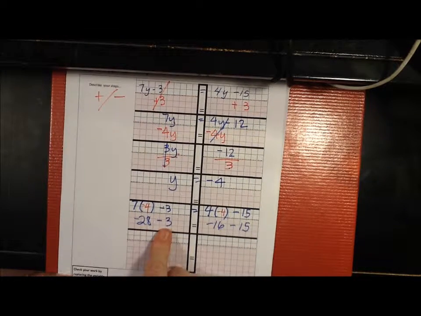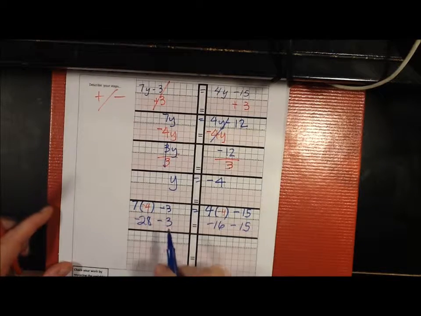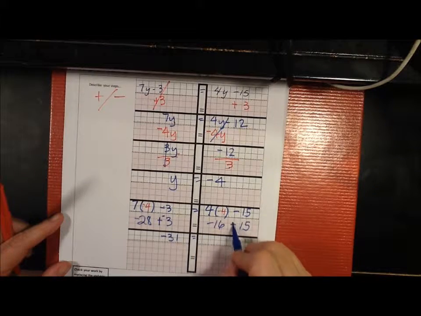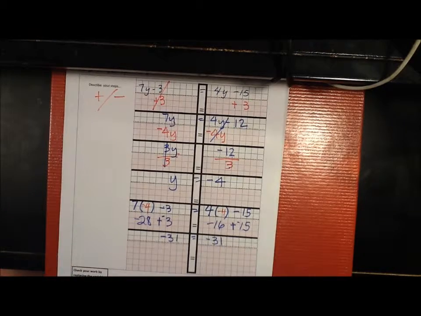These are both negative, so I'm going to combine them, and their final answer will be negative. So 28 and 3, because remember that's really addition. Negative 28 plus negative 3 is negative 31. Negative 16 plus negative 15 is really negative 31. And hooray, hooray, that one worked out.